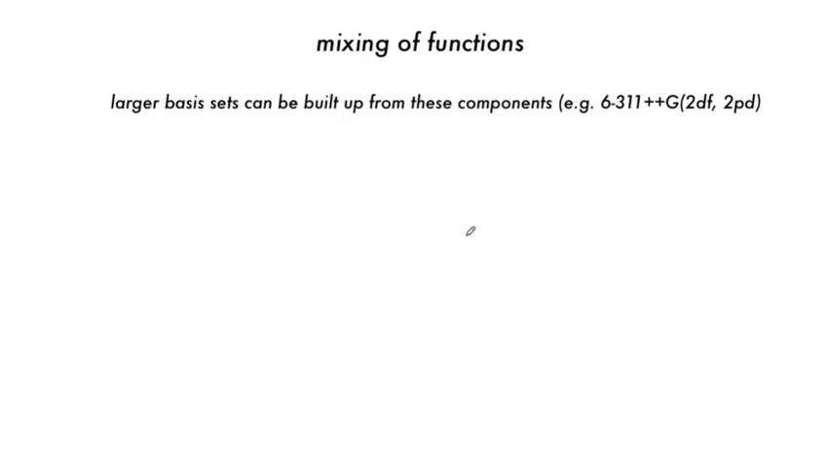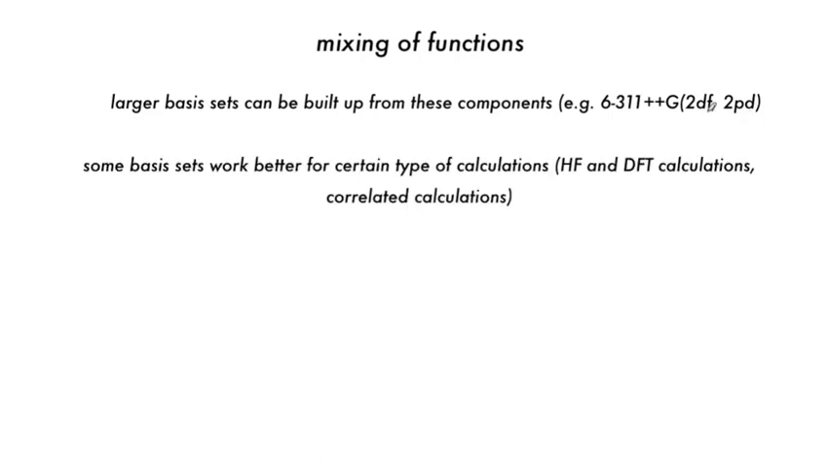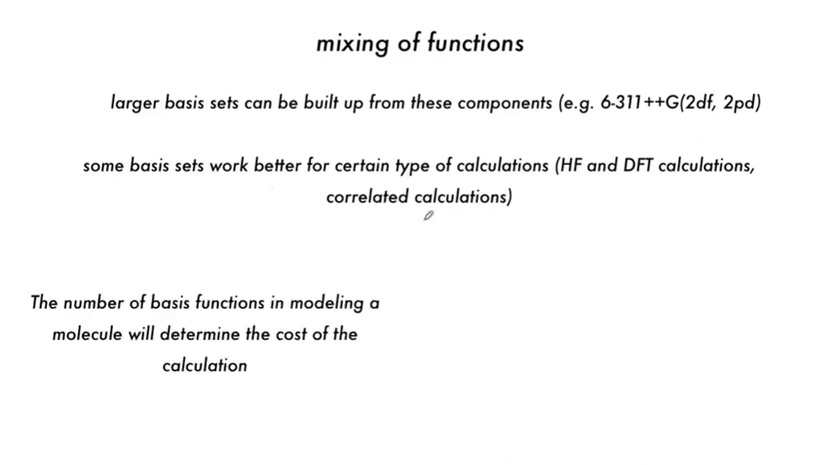Mixing of functions and larger basis sets can be built up from these components, so we can add extra d and f orbitals and so on. This is where we add d and f orbitals to hydrogen, add p and d orbitals to hydrogen, and add d and f orbitals to things like carbon. Some basis sets work better for a certain type of calculations, such as HF and DFT calculations, or correlated calculations. And some are designed for use in other things.